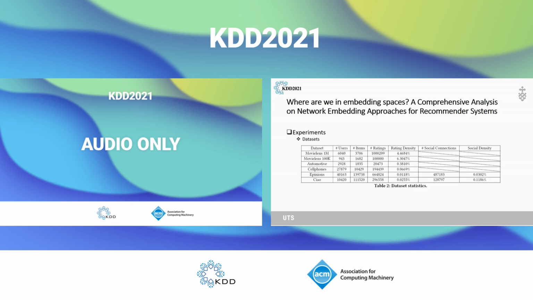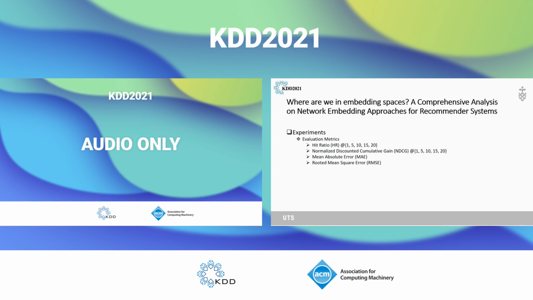For datasets, we use 6 popular benchmark datasets. MovieLens 1 million and MovieLens 100,000 are from the popular MovieLens dataset. Automotive and Cell Phones are subsets of the Amazon dataset. Epinions and Ciao are two publicly available datasets for social recommendation. Notice that the densities of the two MovieLens datasets are much larger than the others. We will compare their performance to evaluate the hypothesis regarding dataset density.